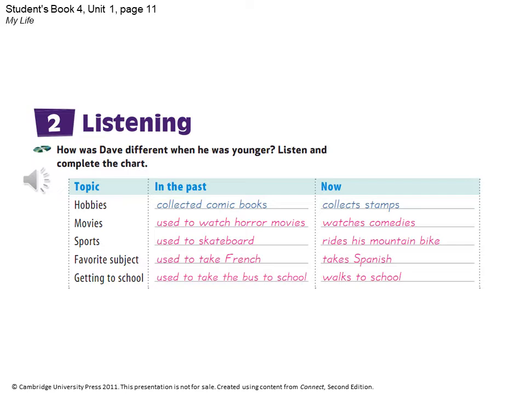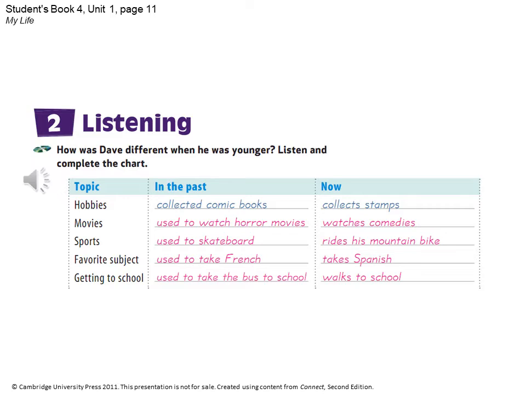Great. And I was crazy about horror movies when I was little. I used to watch horror movies all the time, but I don't anymore. Now I watch comedies. Gee, you were different. Did you skateboard at all when you were 10? Of course I did. I loved Tony Hawk. I used to skateboard every day after school, but I don't anymore. Now I ride my mountain bike.